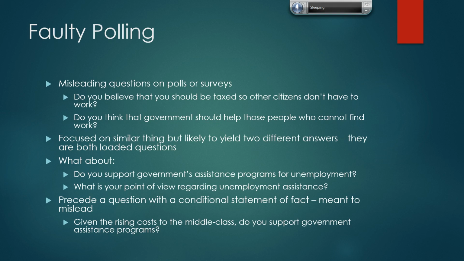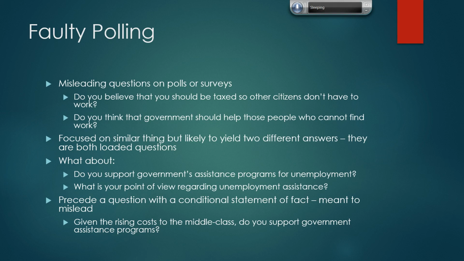in such a way that they steer the respondent towards the answer that they want. This works in political causes as well. The first 2 that I have posted on this slide are 2 examples. The first one is, do you believe that you should be taxed so that other citizens don't have to work? And the second one is, do you think that government should help those people who cannot find work? I would say both of these, while they're focused on the same thing, are loaded questions.